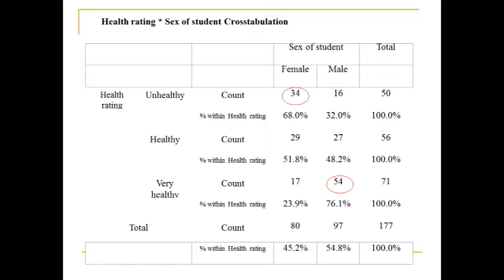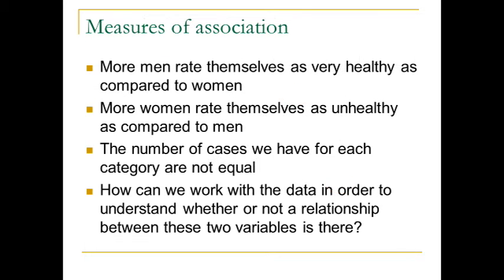This notion of a modal category, or the most popular answer, is going to help us better estimate the relationship between the two variables. In this observation, and in most observations, the number of cases we have for each independent variable category, man or woman, are not equal.